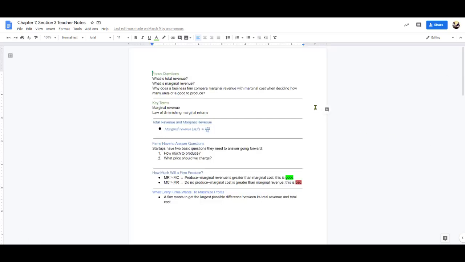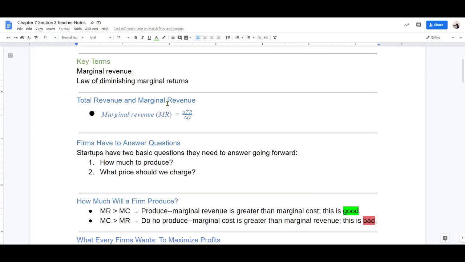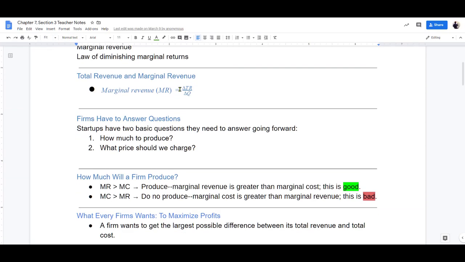All right, moving on to Section 3, we're going to look at what's total revenue, what's marginal revenue, and why do business firms compare marginal revenue with marginal cost when they decide how many units they should produce. So for marginal revenue, you take your change in total revenue and you divide that by the change in quantity, and that's going to be your marginal revenue.